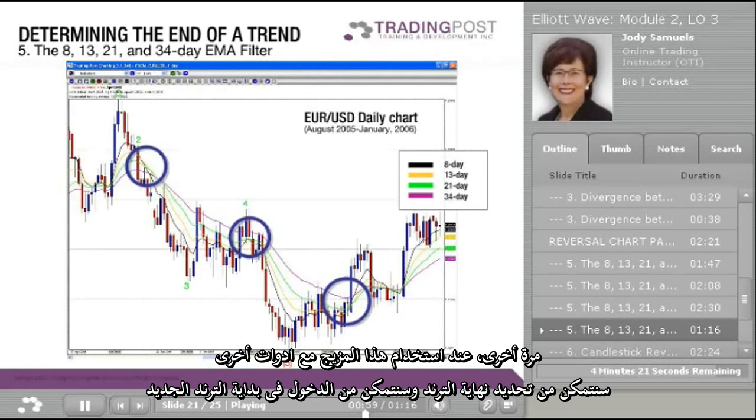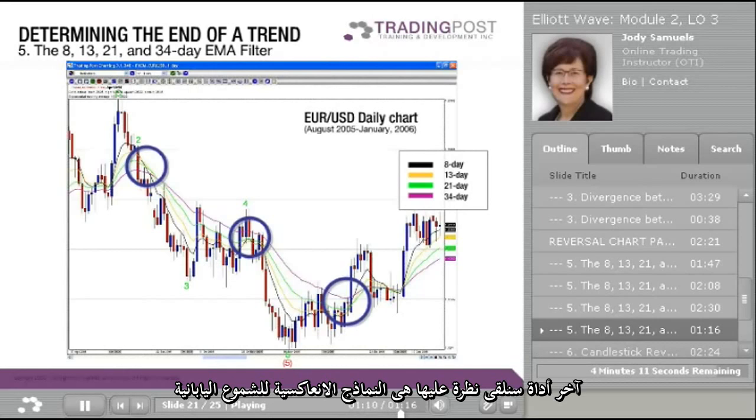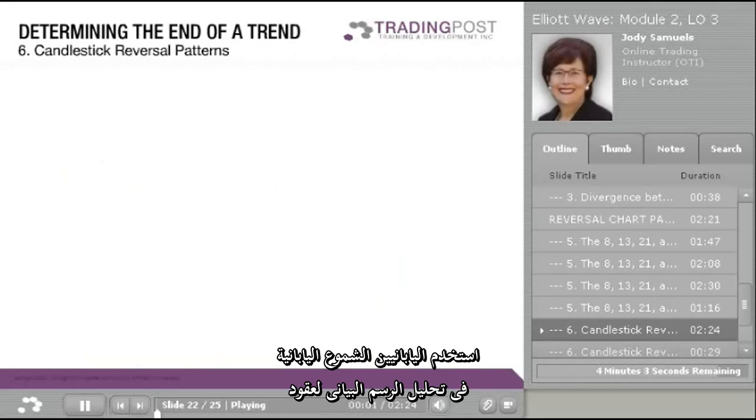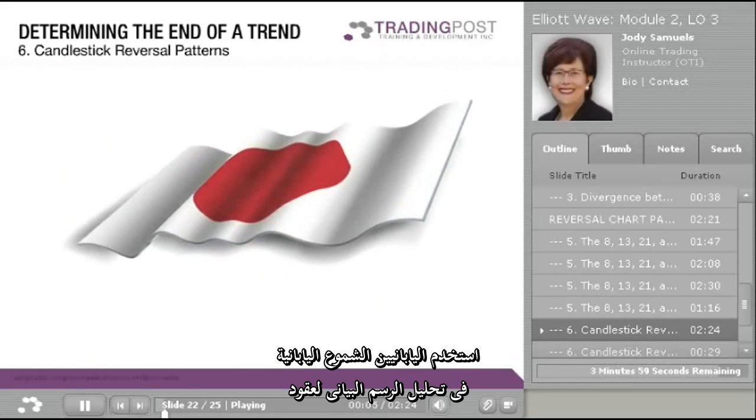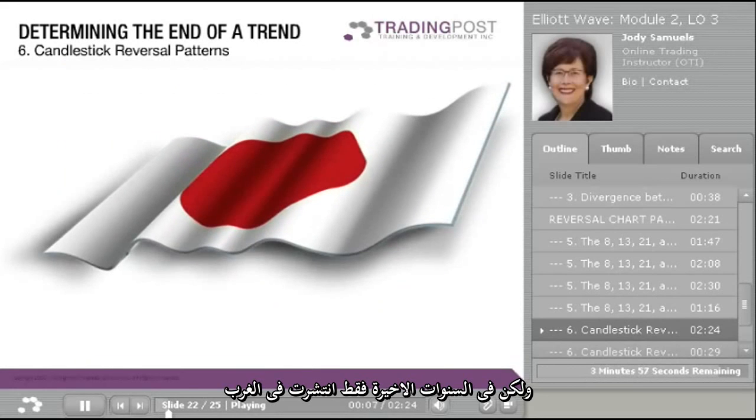Again, when this is used in combination with the other tools, we are able to pinpoint the end of a trend so that we can call the start of the new trend. The last tool we are going to take a look at is Japanese candlestick reversal patterns. The Japanese have used candlesticks as a charting and analysis technique for centuries, but only in recent years has it become popular in the West.